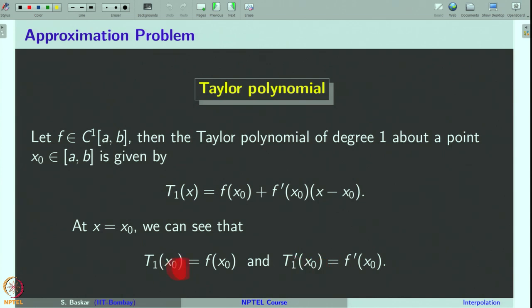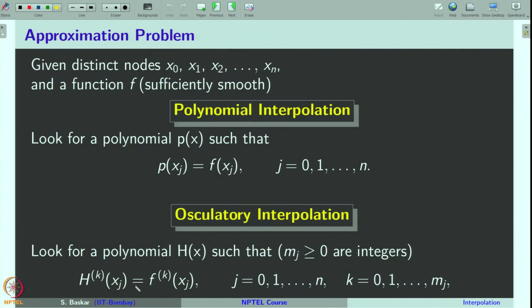Now, let us compare this property with the definition of osculatory interpolation that we have defined in the previous slide. In the case of Taylor's polynomial of degree 1, we have only one node, that is x0. And in this polynomial, we have taken m0 equal to 1. Therefore, our condition now has to be h of x0 is equal to f of x0, that corresponds to k equal to 0, and h dash of x0 is equal to f dash of x0, right?